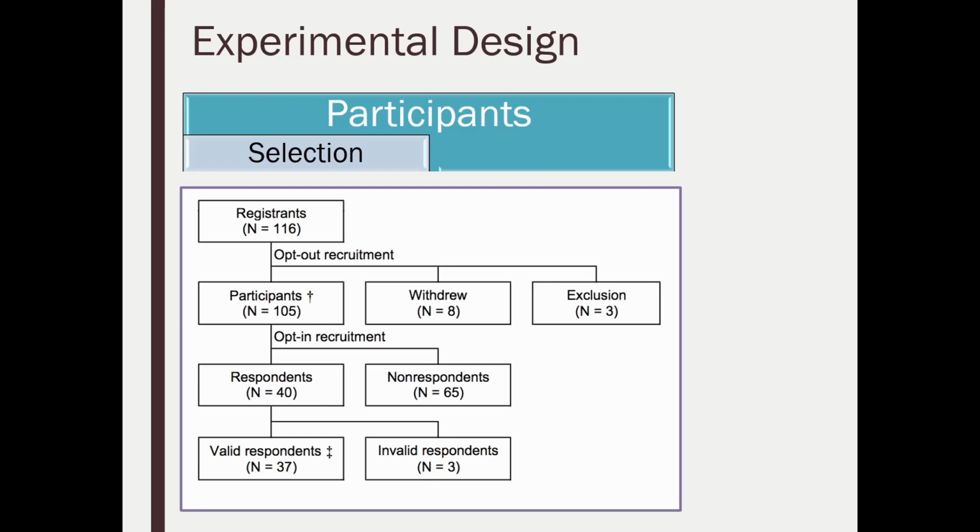Compare that to when you have to opt in. You have to say, I want to be in this study. So now out of 116 registrants, only 40 of them agree to participate, and 65 of them either never say anything or overtly say, no, thank you. Out of those 40 respondents who said yes, we still have those 3 invalid respondents that we would expect through exclusion. So we're left with only 37 participants who we can actually use. So when we have opt-in recruitment, it's a lot more challenging to get a good sample.